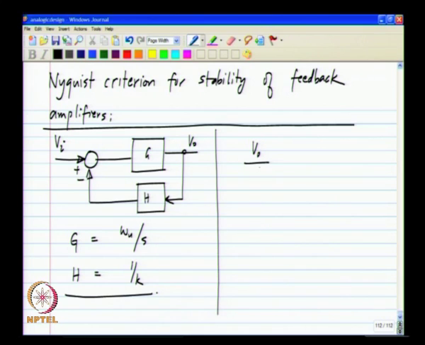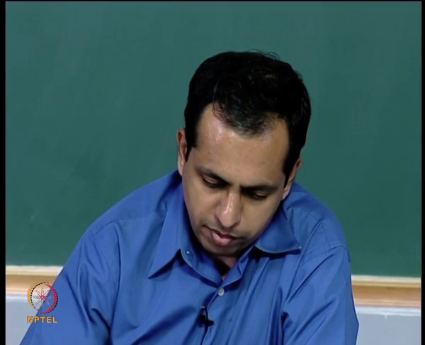So, this V naught by Vi, as we know, has an expression G by 1 plus GH, where this GH is nothing but the loop gain. As we have seen, the loop gain is something that we use to quantify the amount of negative feedback. So, the way we do it is by breaking the loop somewhere, applying a signal in the forward direction of the loop and see what comes back. Okay.